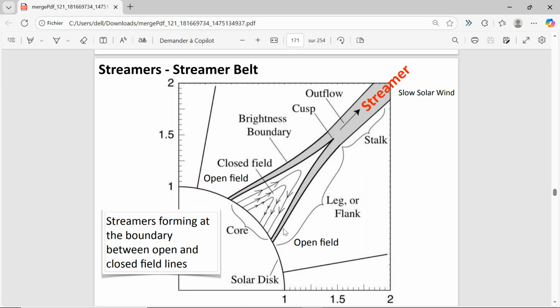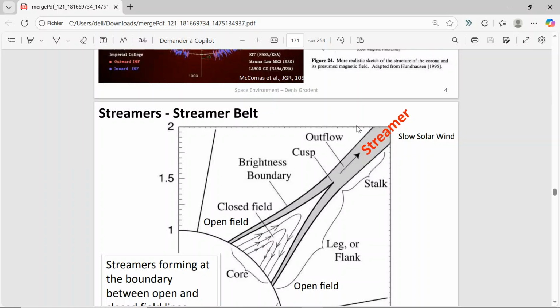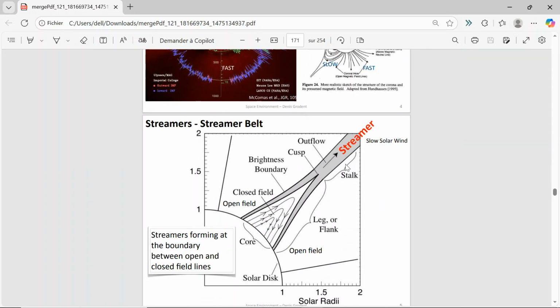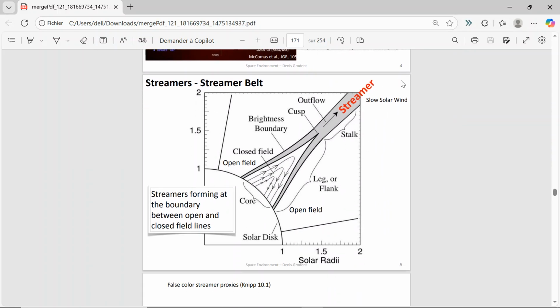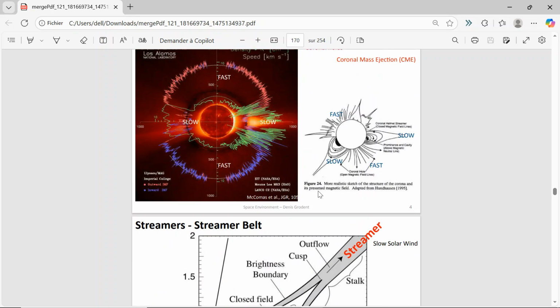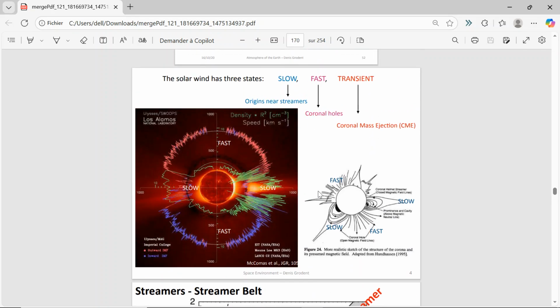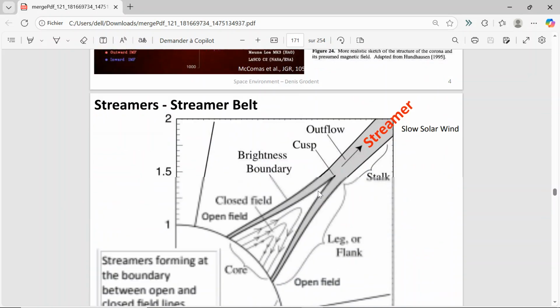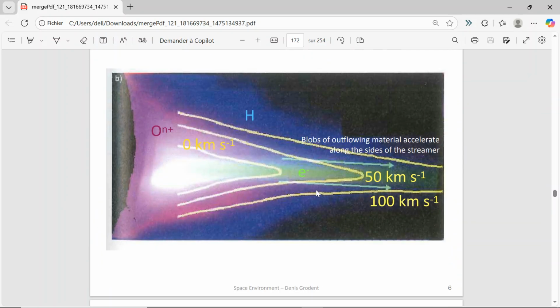That is a kind of bottleneck, allowing the particles of the sun to be accelerated, and leading to a so-called streamer, a slow solar wind. So this is the first way possible to have a solar wind. Here is a visualization of this process.